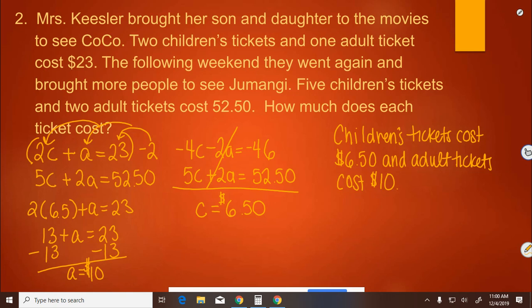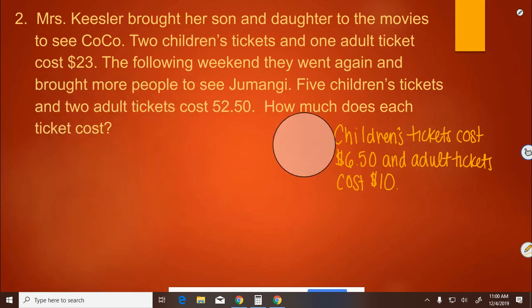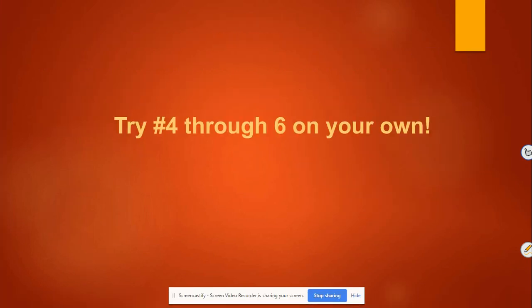All right. So hopefully you're picking this all up because you're going to be on your own now, trying numbers 4 through 6. Again, check in with me so I can be sure you've got it right before moving on to your exit ticket.